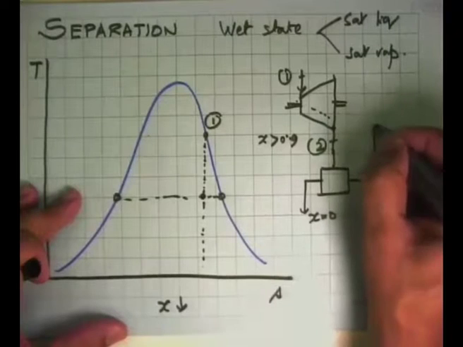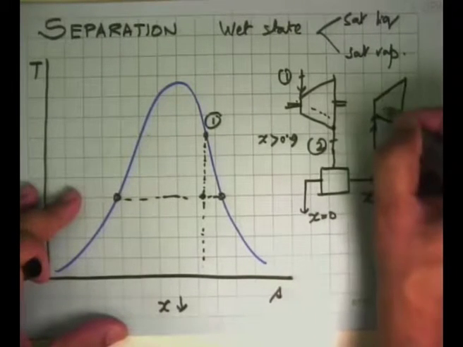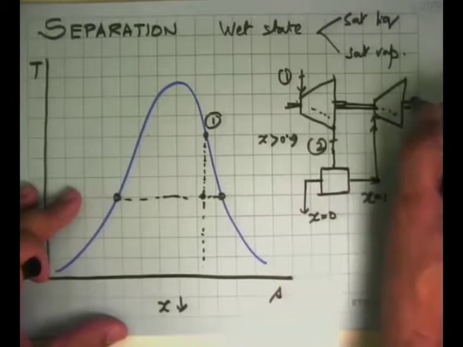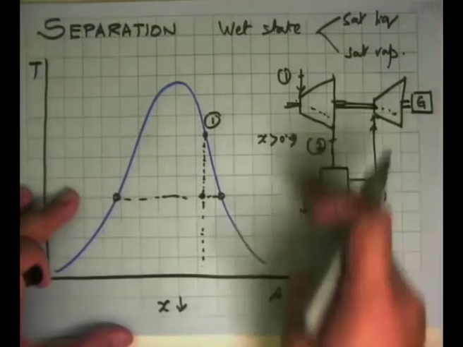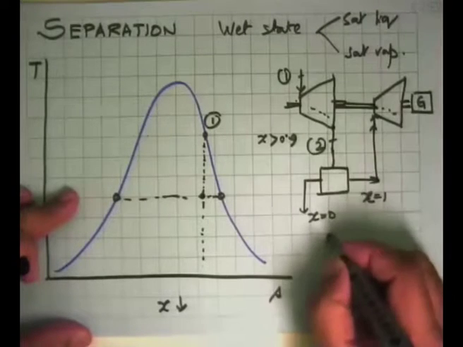We then take this and introduce it into yet another turbine and expand it further. And if you want, we can connect these two shafts together, and ultimately this is connected to a generator. That device is called a separator or a moisture separator, either of these words.